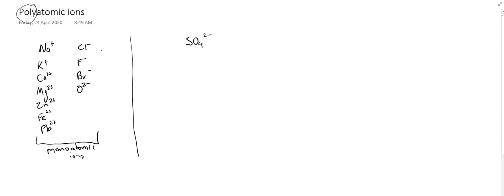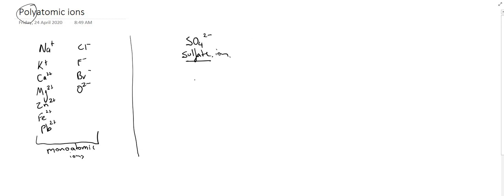So you can see how it looks a little bit different to the monoatomic ions. It has lots of atoms. It actually has one sulfur atom and 4 oxygen atoms, all bonded together. They're stuck together in this molecule, and overall this particle has a charge. So if it has a charge, it's an ion, but it's not as simple as these monoatomic ions. This one is polyatomic, many atoms, and it has a special name. It's a sulfate ion.